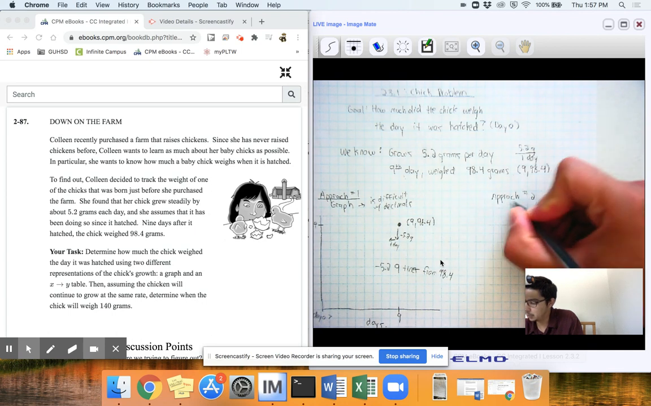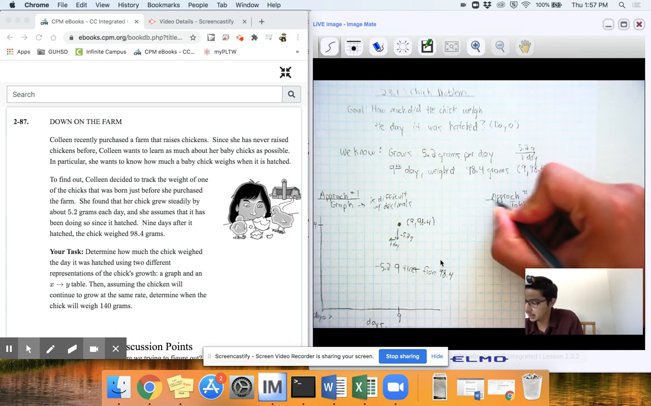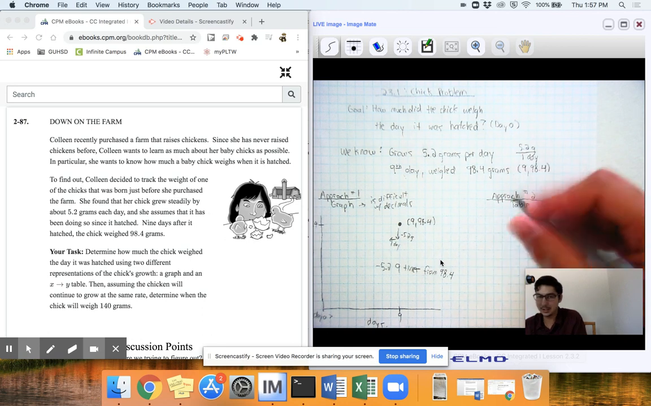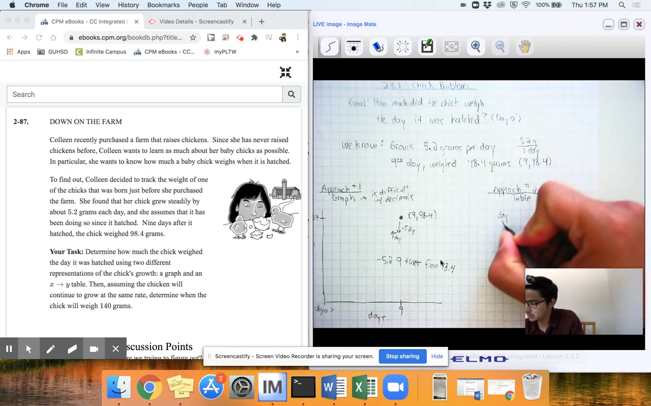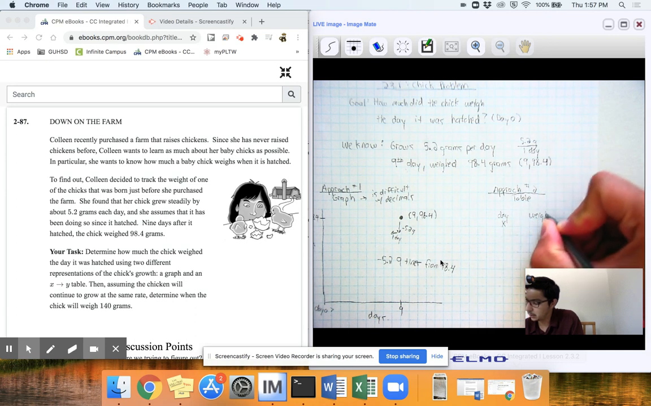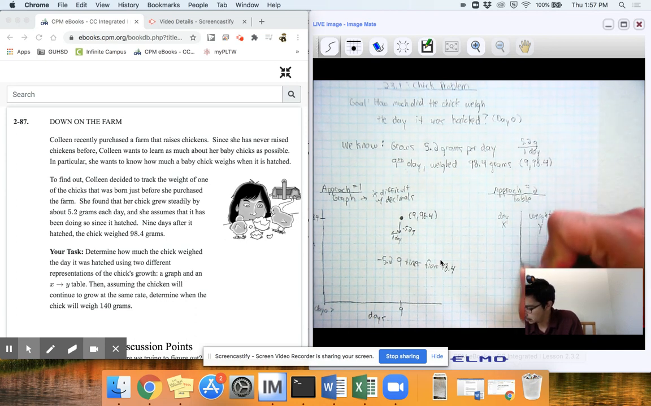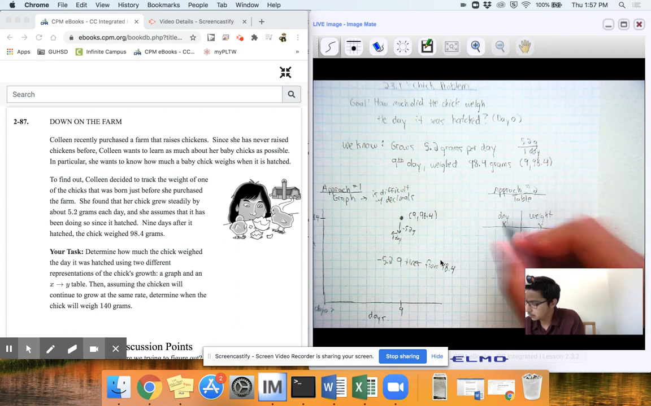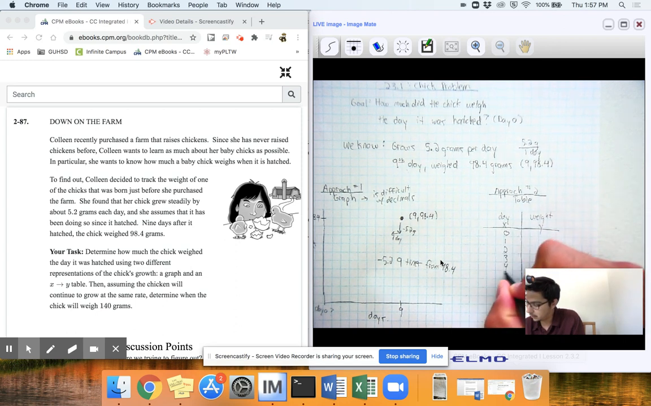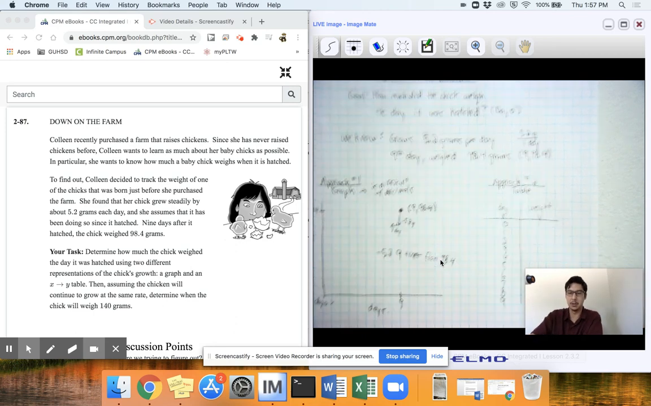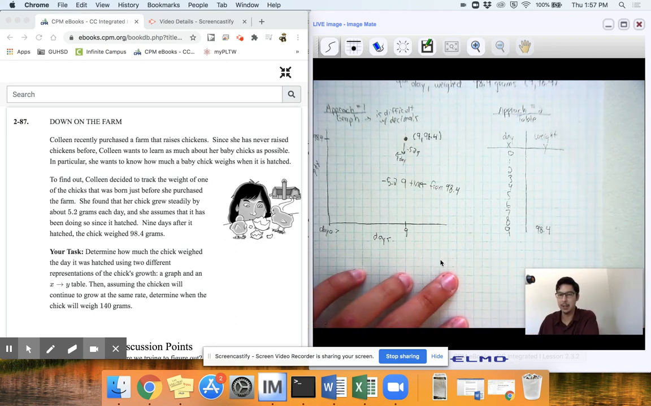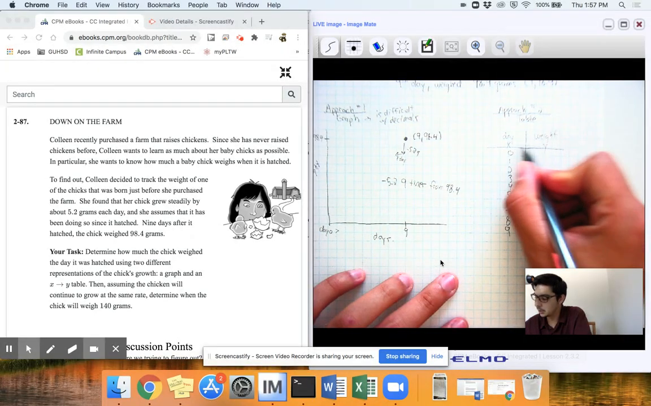The second approach you could have done is with a table. And a table is nice. I actually like this method quite a lot. So I'm going to make my table vertically this time, up and down. So let's call it day, which is our x, and weight, which is our y. Make a long table here, and we'll say 0, 1, 2, 3, 4, 5, 6, 7, 8, 9. And what we know is that on the 9th day, it was 98.4 grams. And, sorry, my face is in the way.